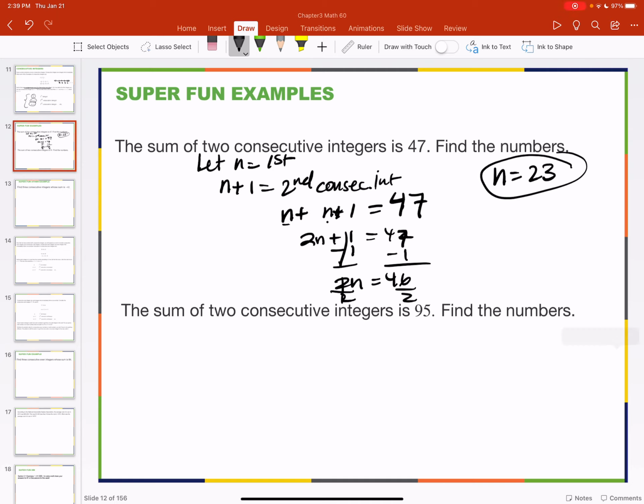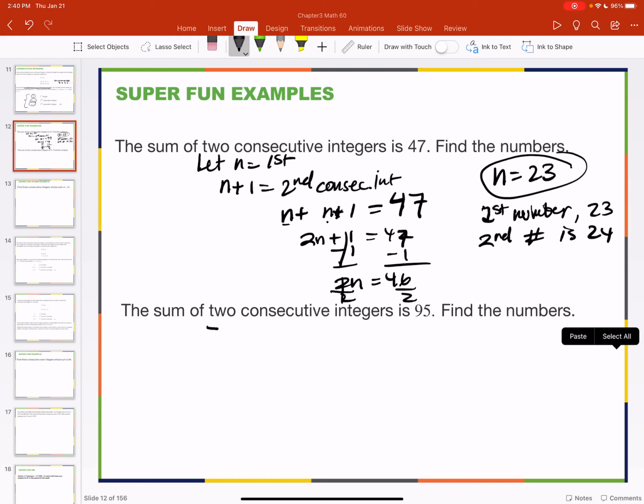The first number is 23, and then the second number is 24, because n plus 1 would equal 24. It's just the one right after it.